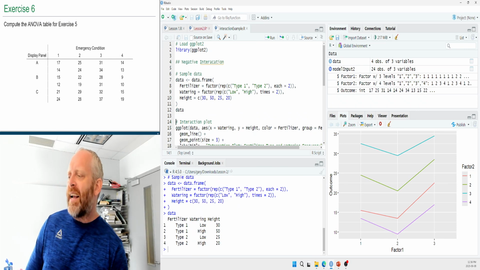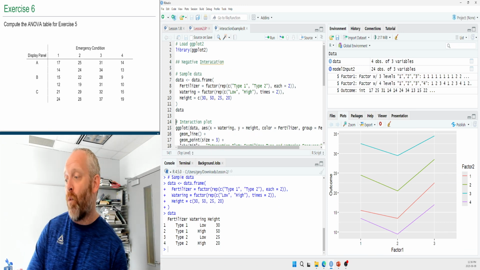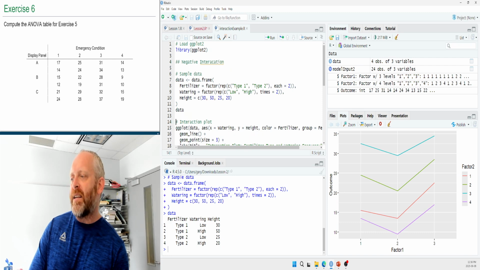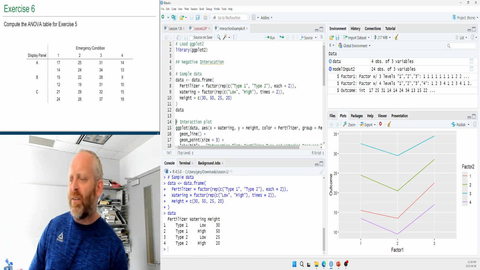All right, so in this case, I have two different variables. I have fertilizer and I have watering. So what type of fertilizer do I use? I use type 1 or type 2. And what level of watering do I do? Do I do a low level or a high level of watering? And then there's something that we're going to measure, so the height of growth of, say, a plant or something along those lines. So we have different heights for these.